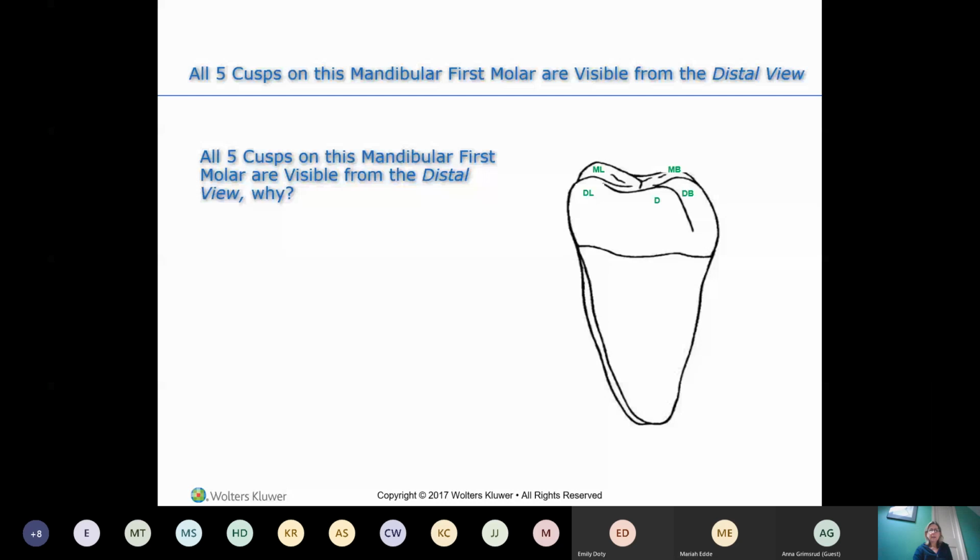This is an illustration of how you can see the lingual cusps. If my eyes were looking straight across here, I would see the buccal cusps. I would see this little distal cusp, but I would also see the tips of these two.